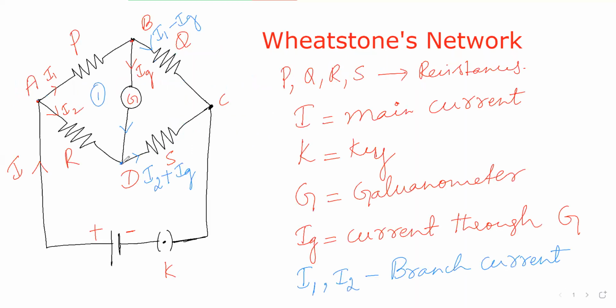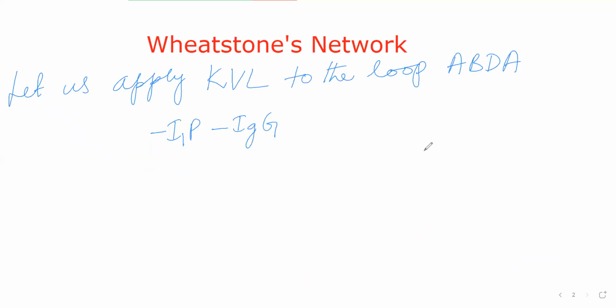And after coming to the point D, we have to go in the direction opposite to the direction of the flow of the current here. So then we have to take it as positive. That I will take as plus I2R equals 0. Let me call it equation number 1.